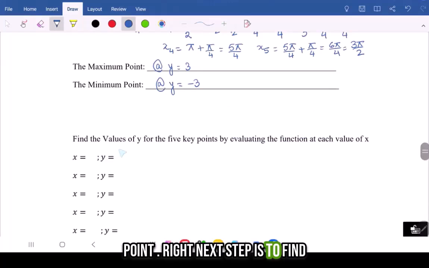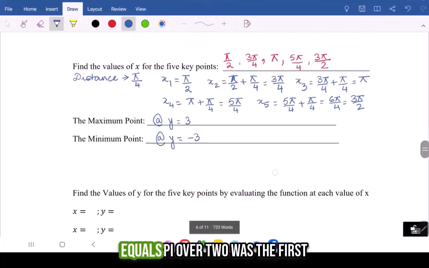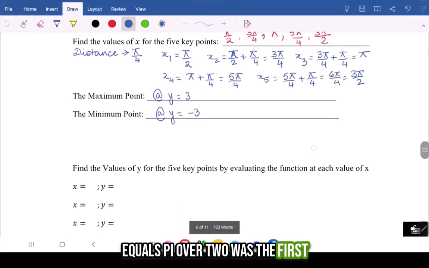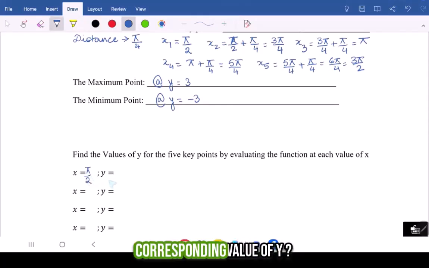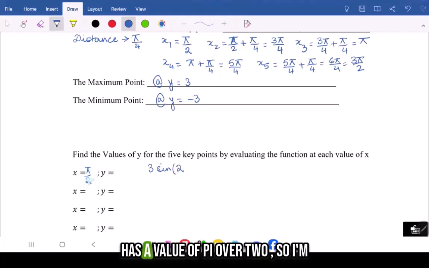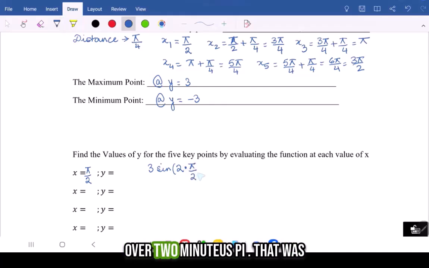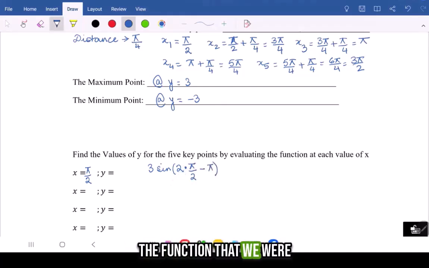Right. Next step is to find the values of y for the 5 key points that we came up with previously. So let's do that. x equals pi over 2 was the first key point. What will be the corresponding value of y? Here we have to evaluate our trigonometric function by plugging in the value of x. So what was our function? It was 3 times sine of 2x minus pi. So x has a value of pi over 2, so I'm going to substitute x with pi over 2. That was the function that we were given.